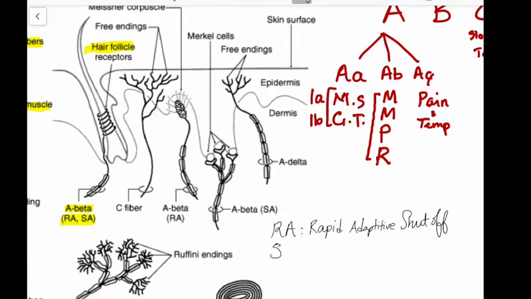Whereas SA, the slow adapting, takes some time to figure out the increase in the pain stimulus or pressure stimulus, and they will keep firing for a long time. So all it means is one is slow, one is fast. So A beta is both slow and fast adapting, or the hair follicles are A beta. Then we have free nerve endings, which are some C fibers, and they tell us mostly about slow pain. They're unmyelinated.